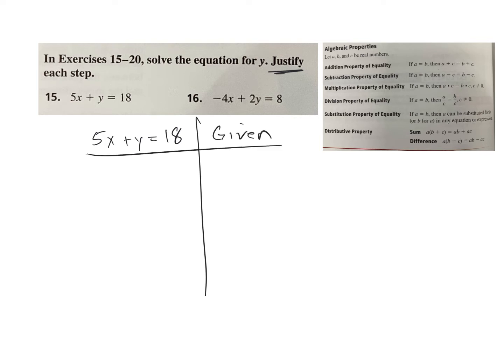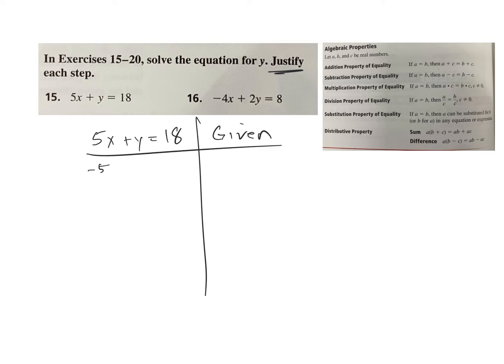And number 15. So again, let's start this correctly here. Remember, justify your steps. This is what it's talking about. We're going to solve for y. So instead of solving for x, we're going to do the exact same thing, except we're solving for y. So this is our given. I want you to write it just like this.